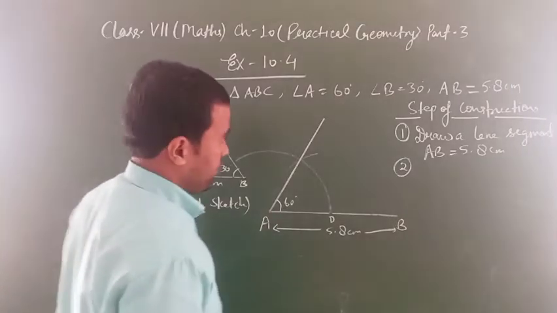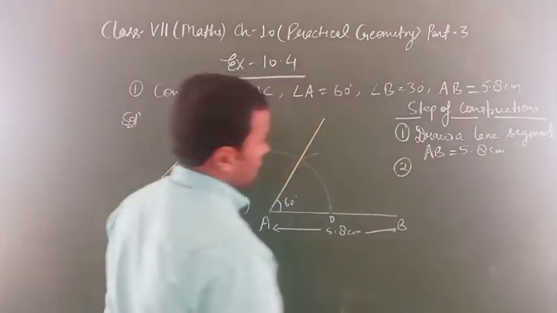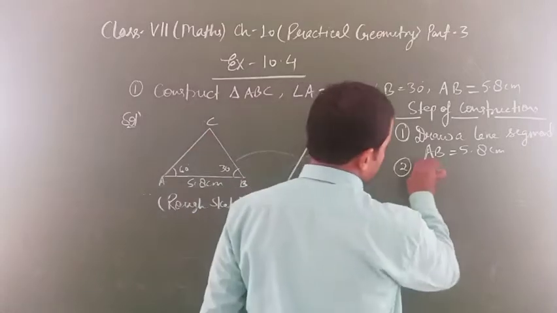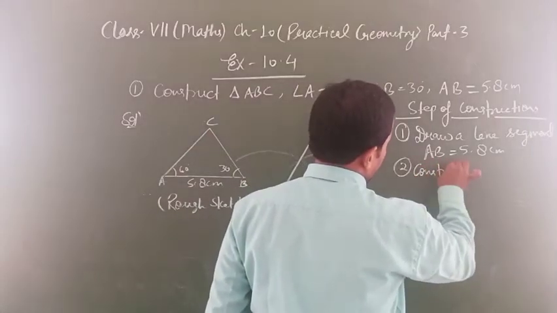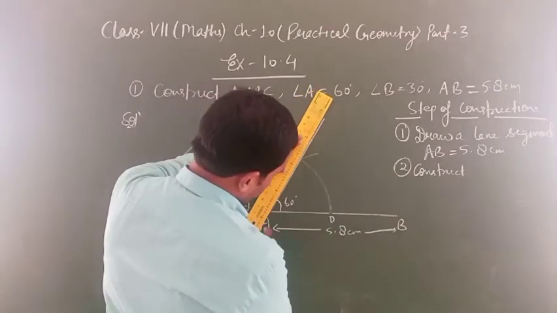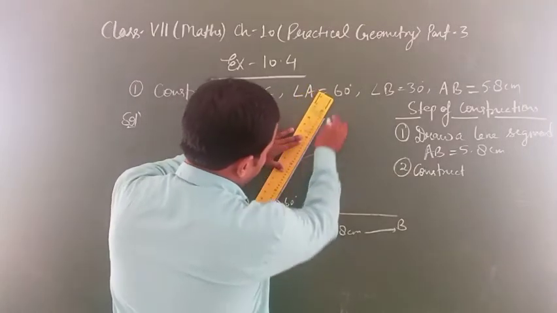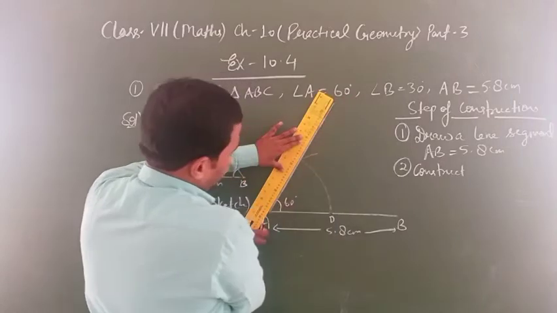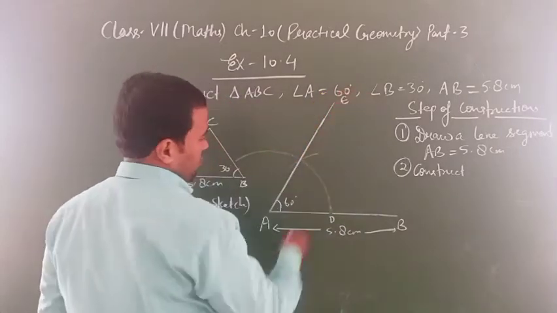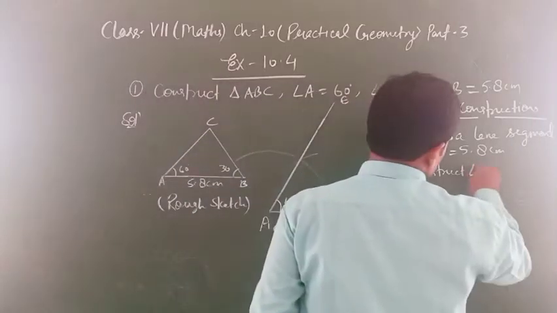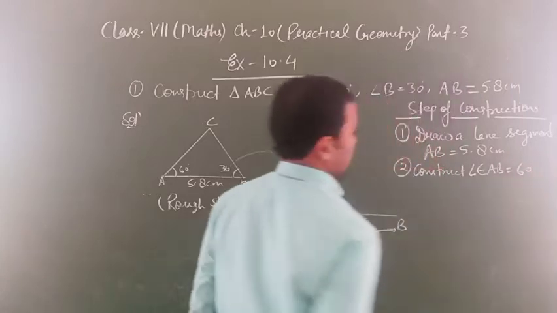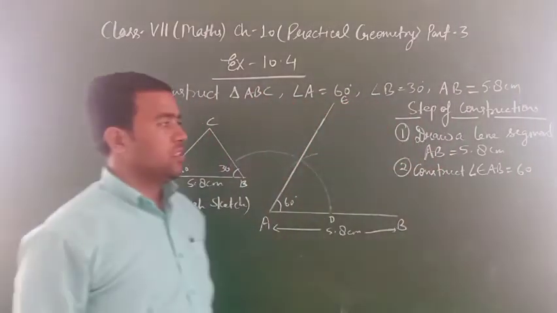After that, angle B 30 degrees. The second step we will construct like this. So this line is AE. Okay. So angle EAB equal to 60 degrees. Construct angle EAB 60 degrees.